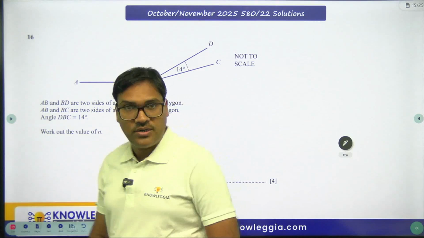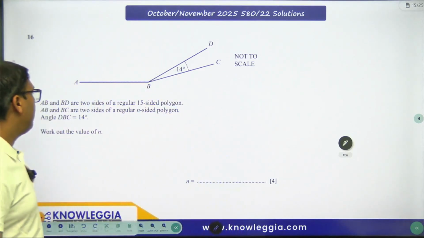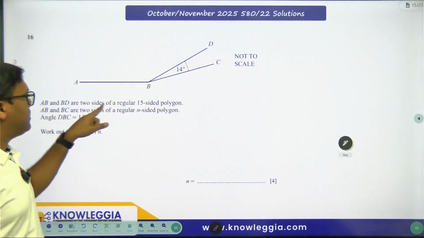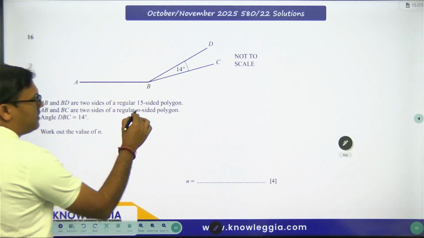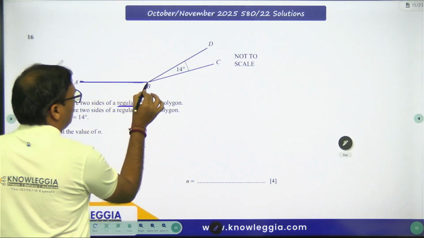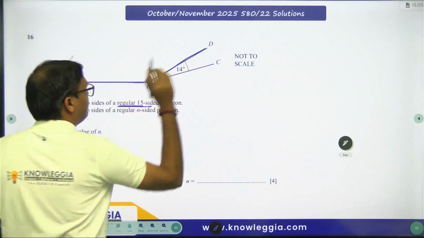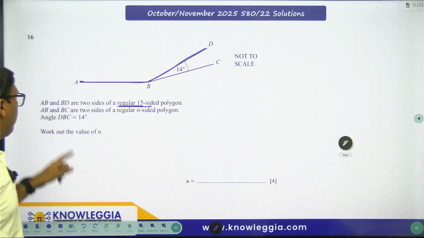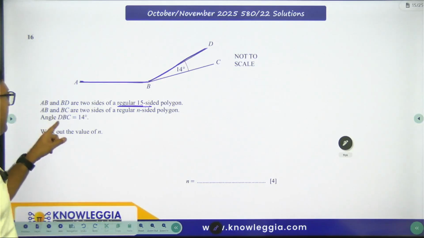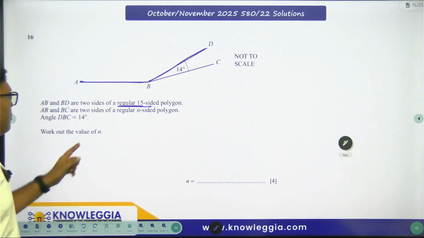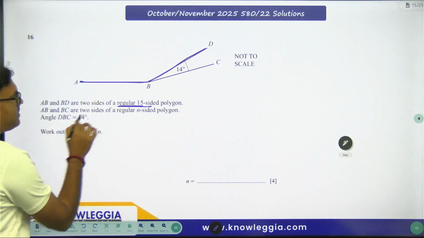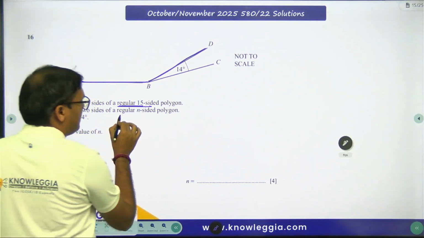Now the question on polygons. Okay. Now let's see AB and BD. AB and BD are two sides of a regular 15-sided polygon. AB and BC are the sides of an n-sided polygon, and angle DBC is given to you. You have to find the value of n. Okay. So now see, AB and BC are the sides of the n-sided regular polygon.